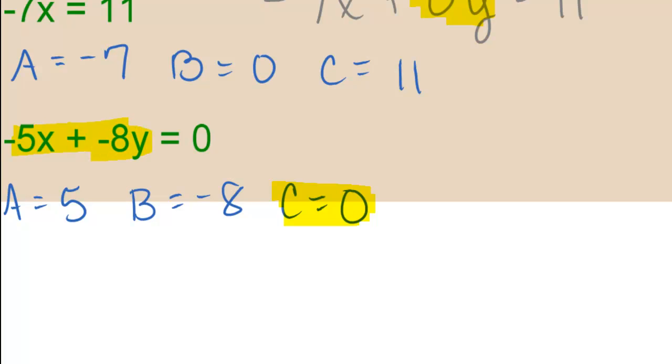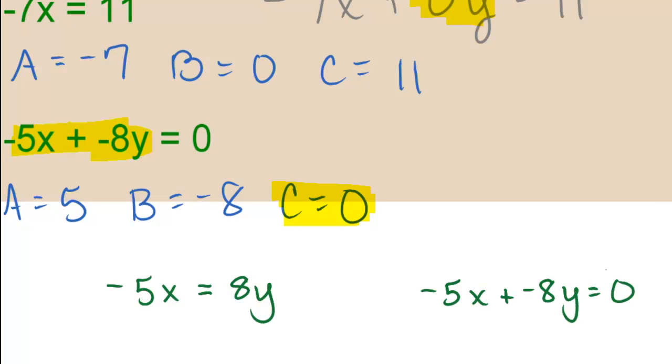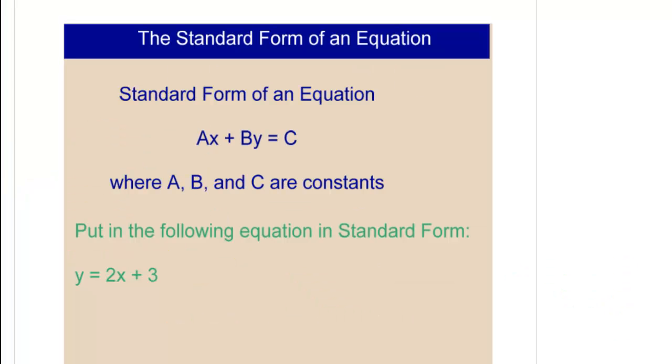Let's say, for example, this was given as negative 5x equals 8y. This is the exact same equation as we see above. If I rewrite this, I get negative 5x plus negative 8y equals 0. Those are the same exact equations. So here's an example where our constant may be 0, and we can see that once we write this in standard form.